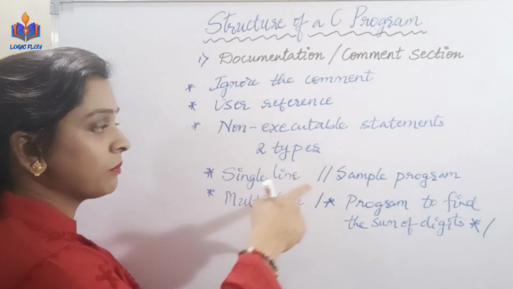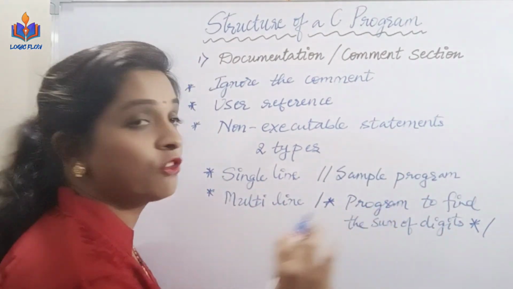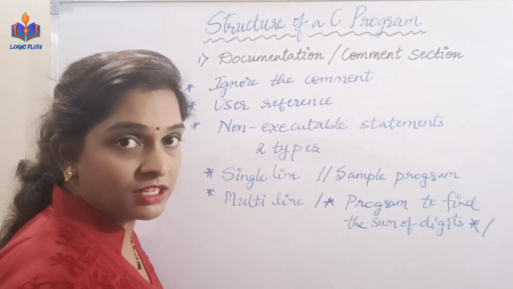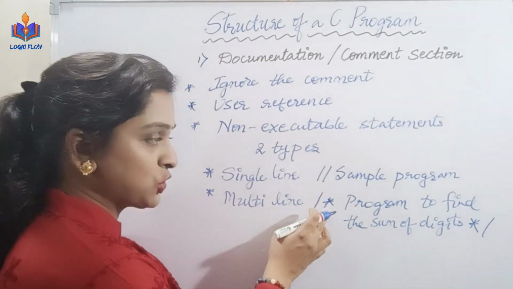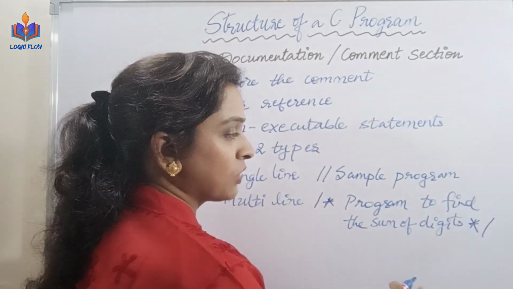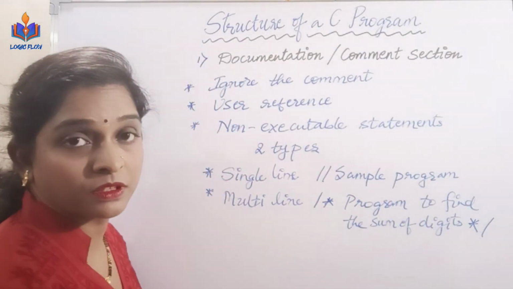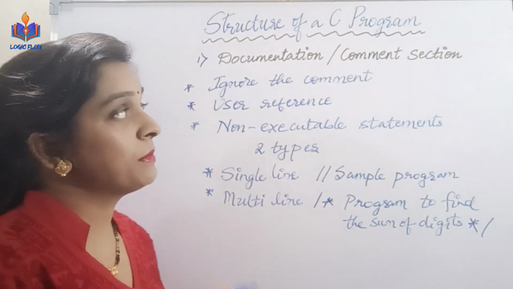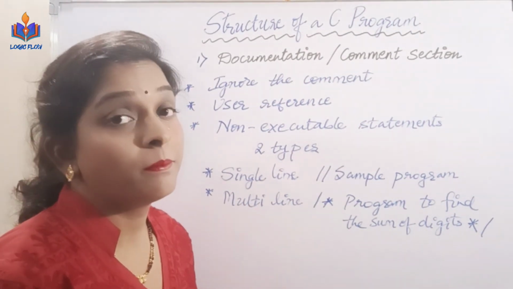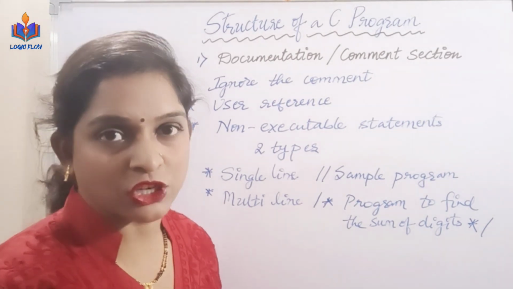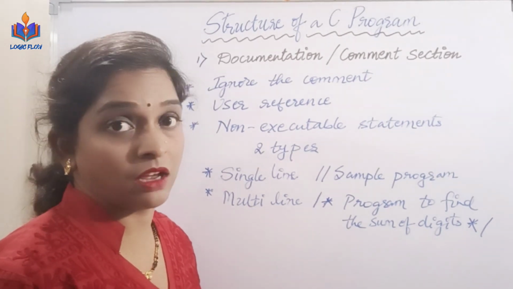So for a single line comment, we only have 2 slashes and there is no ending slash. For a multiple line comment, we should have a slash followed by an asterisk, then the comment that crosses multiple lines, and at the end an asterisk and a slash. So this is about the comment section, or what we can call the documentation section. But this section is optional. It is not mandatory that we should have this section in our program.